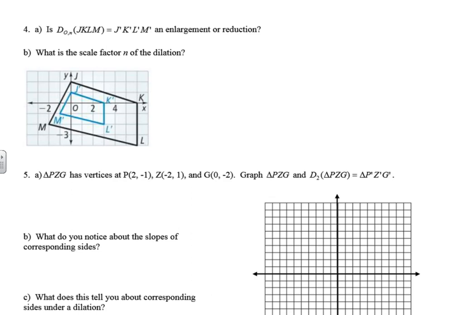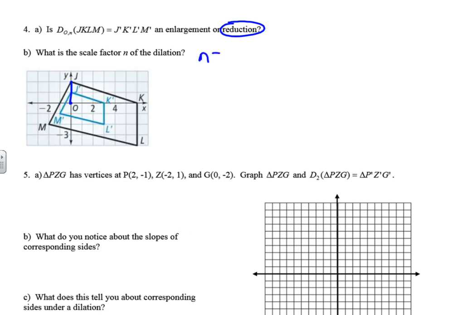Okay, in 4, is this an enlargement or a reduction? Well, what I want you to notice, let's find our center of dilation. Here's the center of dilation. What's happening, we're going from J to J prime. The pre-image is further away than the image, so this is a reduction.